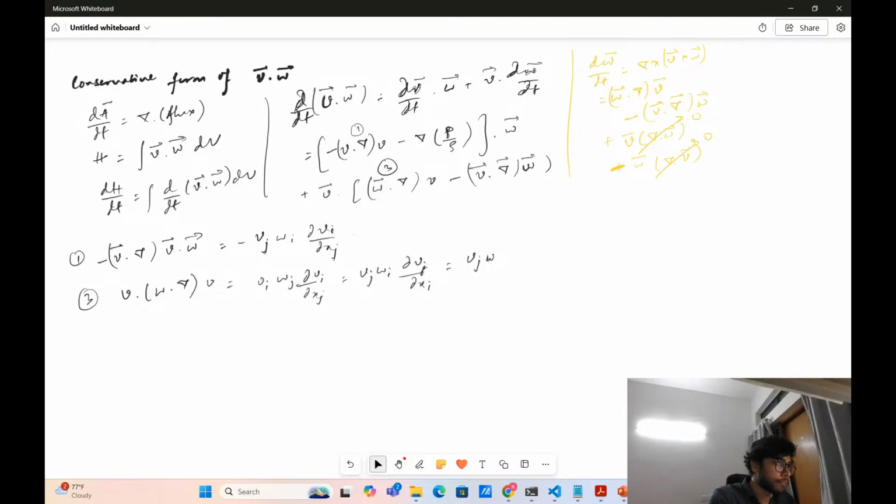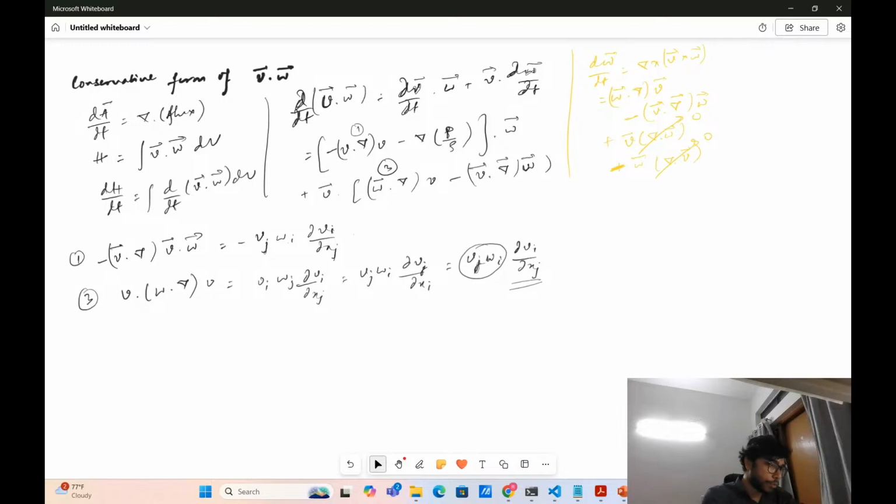Yeah, I think let me write it down. Okay. So I think there is a property which says that a symmetric tensor multiplied with an antisymmetric tensor will become zero, right? So if you see the first tensor, v_j omega_i is an antisymmetric tensor, whereas this one is a symmetric tensor. So that's why I can interchange the indices j to i and i to j.